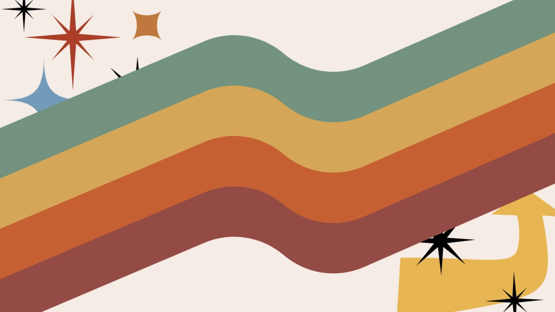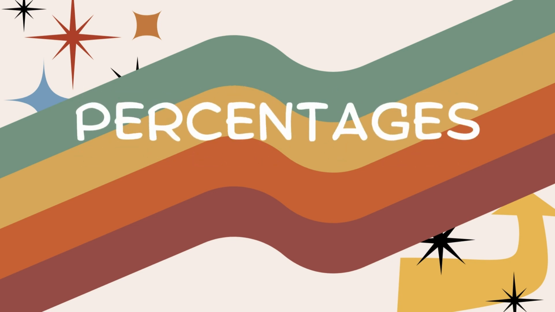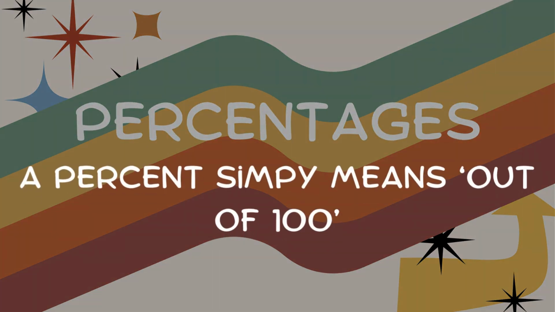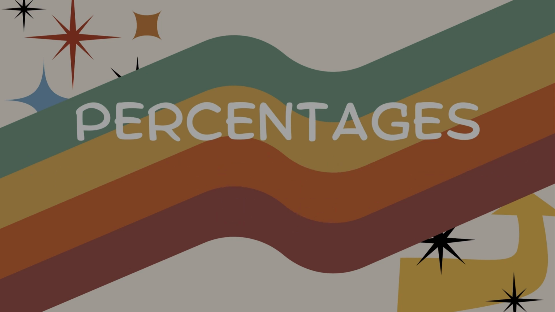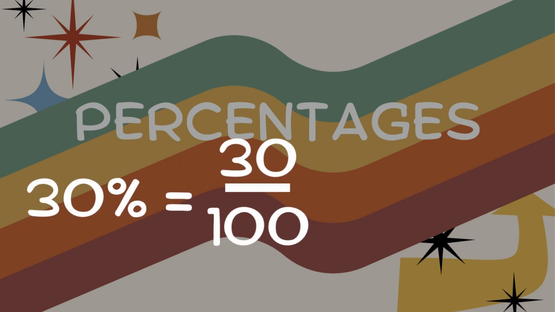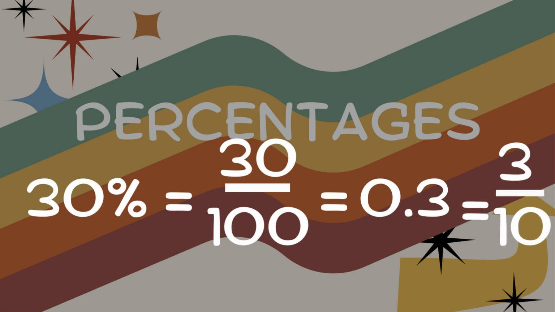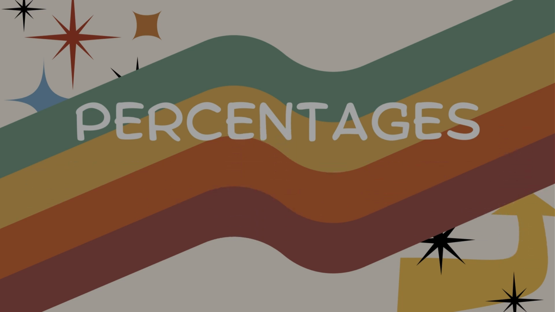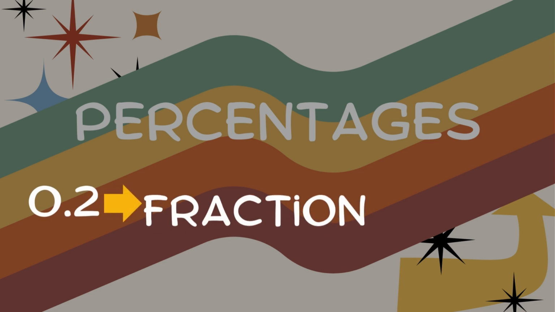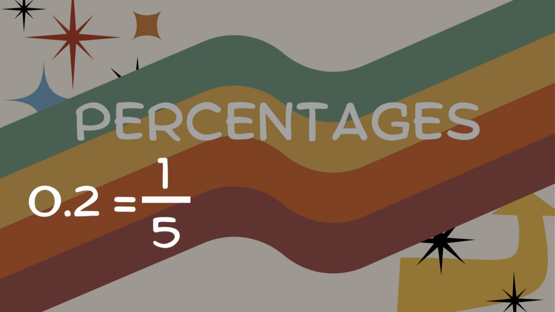Finally, we have what are known as percentages. A percent simply means out of 100. For example, 30% means 30 out of 100, simplified to 0.30 or 3 over 10. Another example would be 0.2. Convert this to a fraction and we get 1 over 5. Multiply this by 100 and we get 20%, which is 20 out of 100.